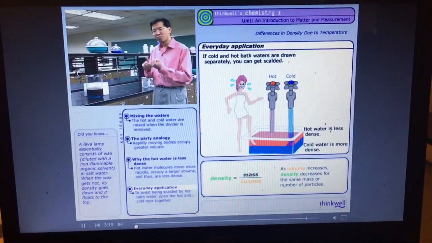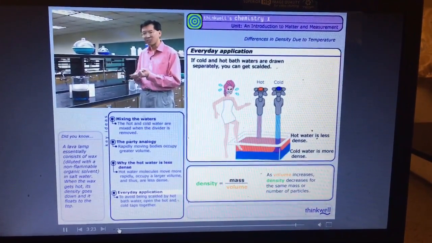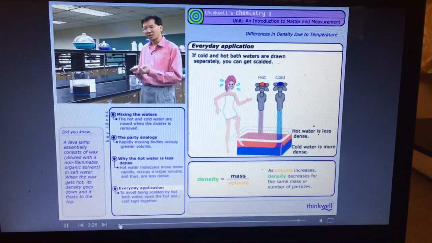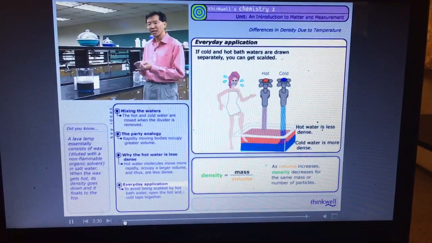So again, the point is, they decide where they're going to go based on density. So the hot water is floating on top and the cold water is on the bottom, because the hot water has a lower density than the cold water.